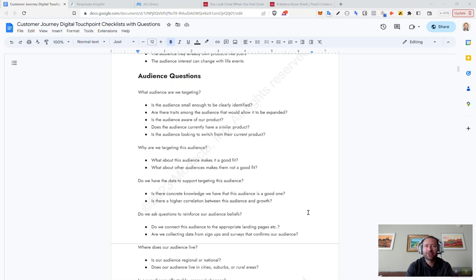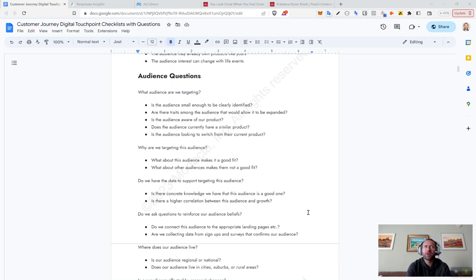This is what we have to go through as a checklist of questions every single time we decide that we're going to create copy or creative for a specific audience. We need to know that we can clearly identify who that audience is. We need to understand the traits among that audience that would allow it to be expanded. Are we selling men's garments? Do they work for other sports? Does it work for all men? Can it be used for a different use case?